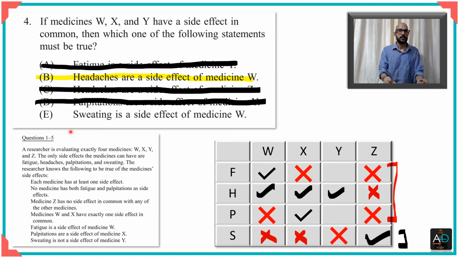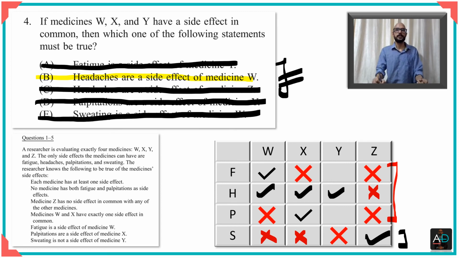Let's look at option E. Sweating is a side effect of medicine W. Sweating of W, it's a cross, which means I have to eliminate this one as well. So your answer is very obvious. The answer is option B.